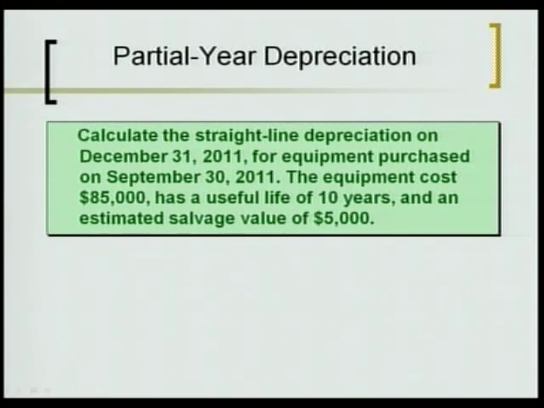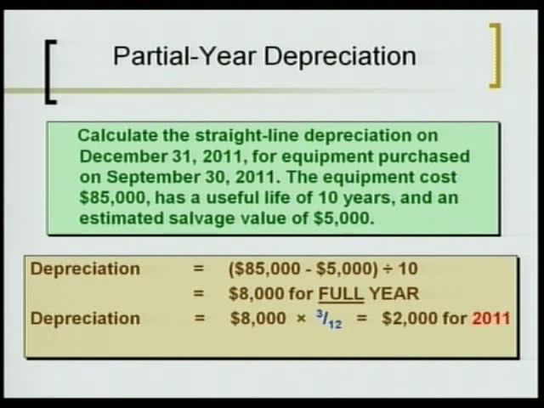Example, how much would we depreciate for 2011 if we acquired equipment on September 30th of 2011? And the equipment cost $85,000, has a useful life of 10 years, and an estimated salvage value of $5,000. Well, using the straight line method, we would take the cost of $85,000 minus the salvage value of $5,000 divided by 10 years. That would give us $8,000 depreciation for a full year of depreciation, right?